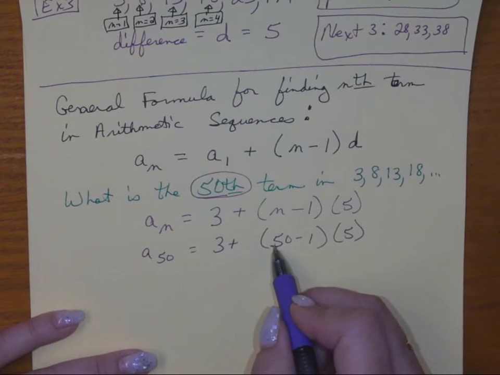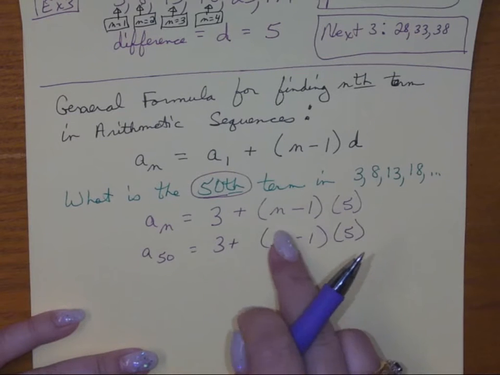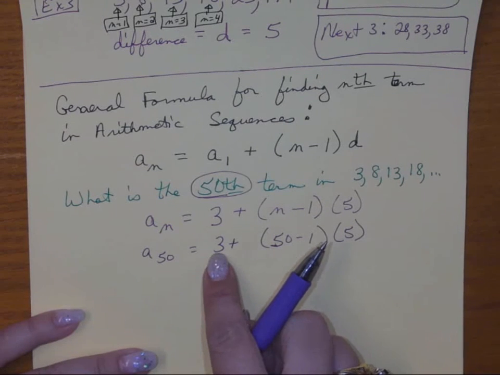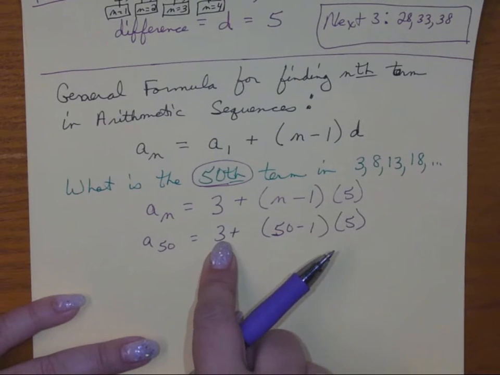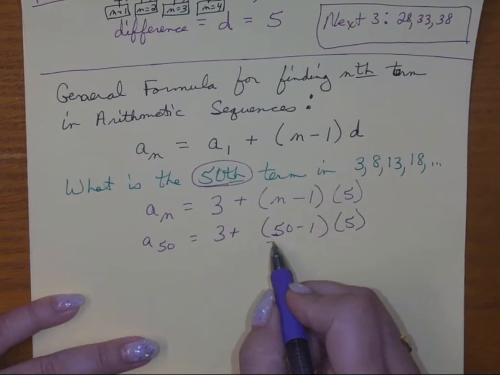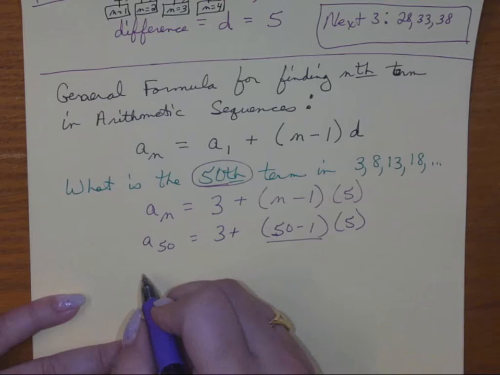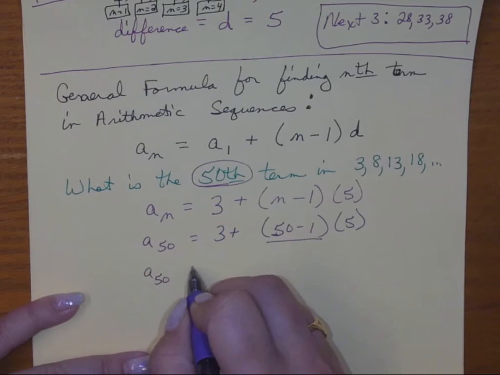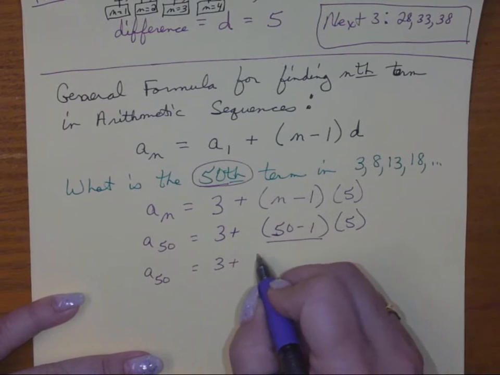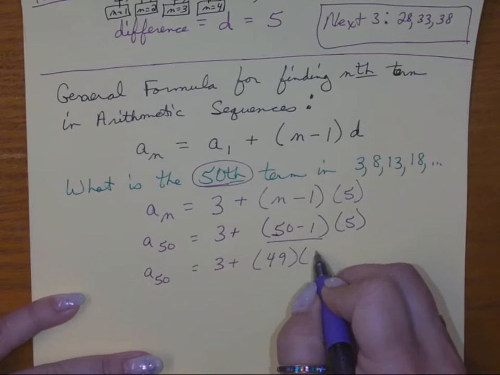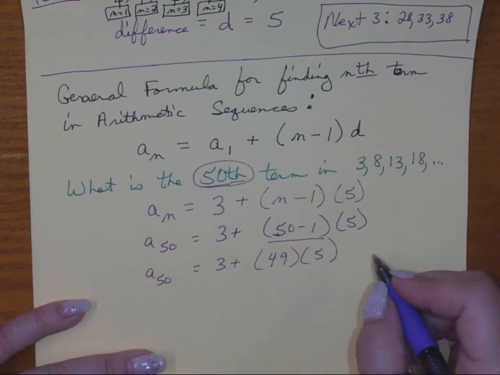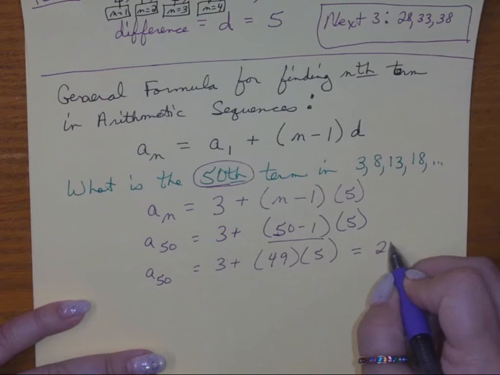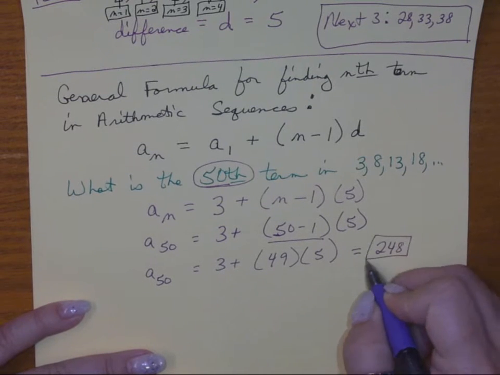Again, I don't need to figure out 50 total terms here because we already know the first one. So I'm going to be figuring out what's 49 terms after that first one. That's why we have that little arithmetic step in there. So a sub 50 is 3 plus 49 times 5, and whenever I do that math, I come up with 248. You can double check me and make sure.